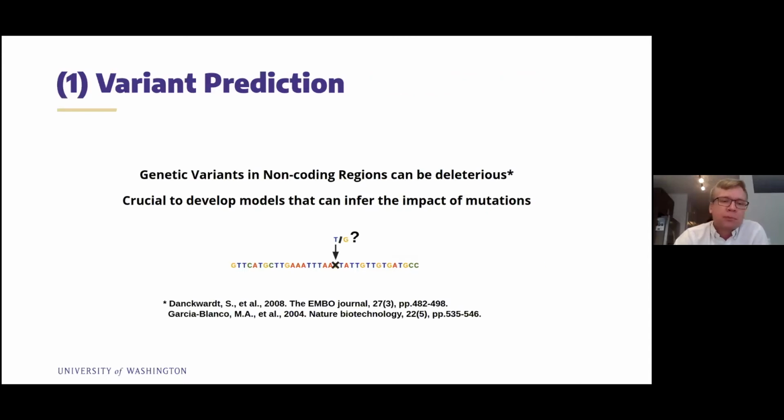So today, I'm going to talk about 3 challenging problems related to the non-coding part of the genome. The first problem is that of variation. Genetic variants in these non-protein coding regions have been found to be deleterious and causal or contributing to genetic disorders. Then, of course, it's important that we develop models and methods that can infer the impact of mutations in the genome and pinpoint the ones that are causal for a particular disease.